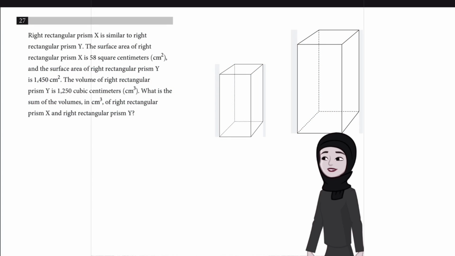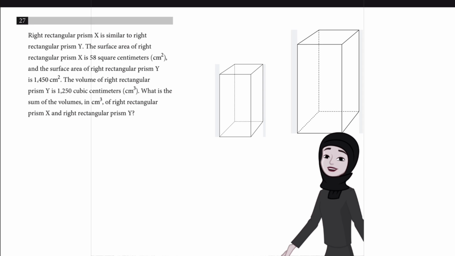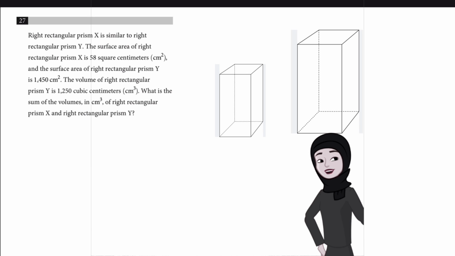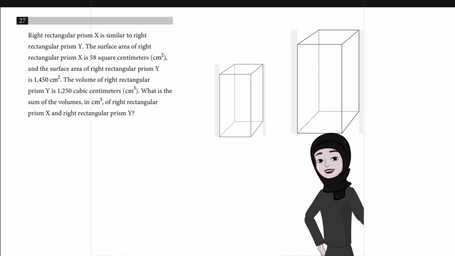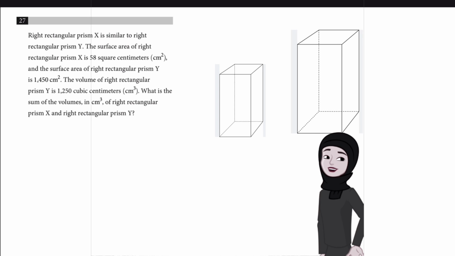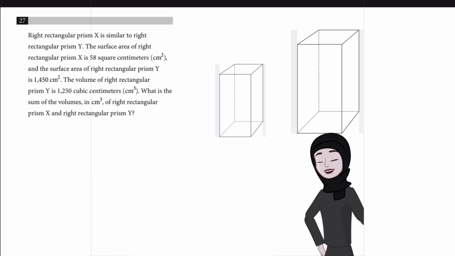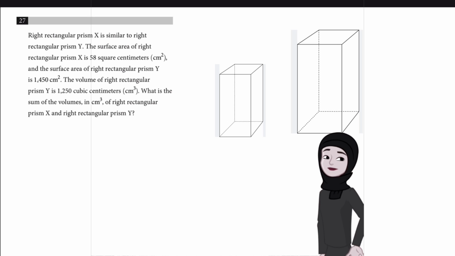Question number 27. Right rectangular prism X is similar to right rectangular prism Y. The surface area of right rectangular prism X is 58 square centimeters, and the surface area of right rectangular prism Y is 1450 square centimeters. The volume of right rectangular prism Y is 1250 cubic centimeters. What is the sum of the volume in cubic centimeters of right rectangular prism X and right rectangular prism Y?